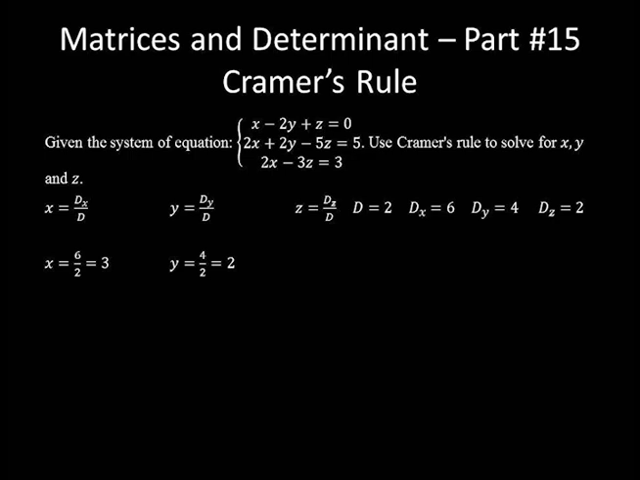The third variable z equals d sub z divided by d, which is equal to d sub z is 2 divided by d is 2. 2 divided by 2 is 1. Therefore, the solution set is x is 3, y is 2, and z is 1.